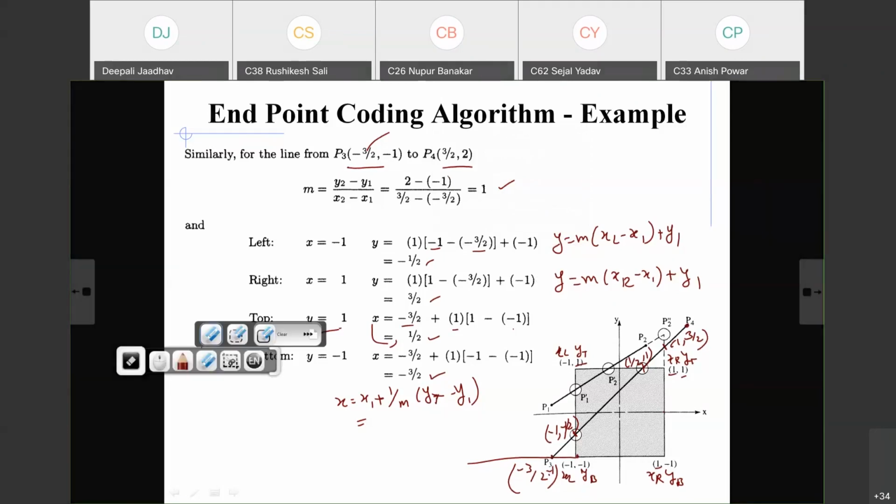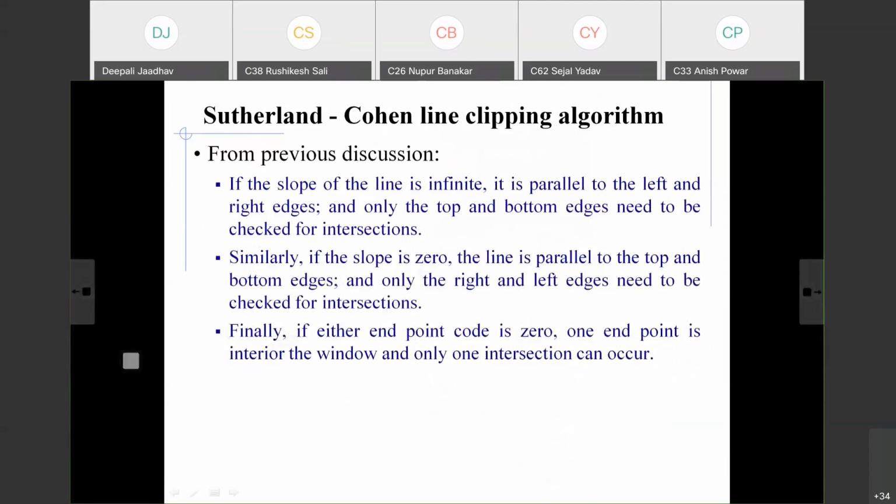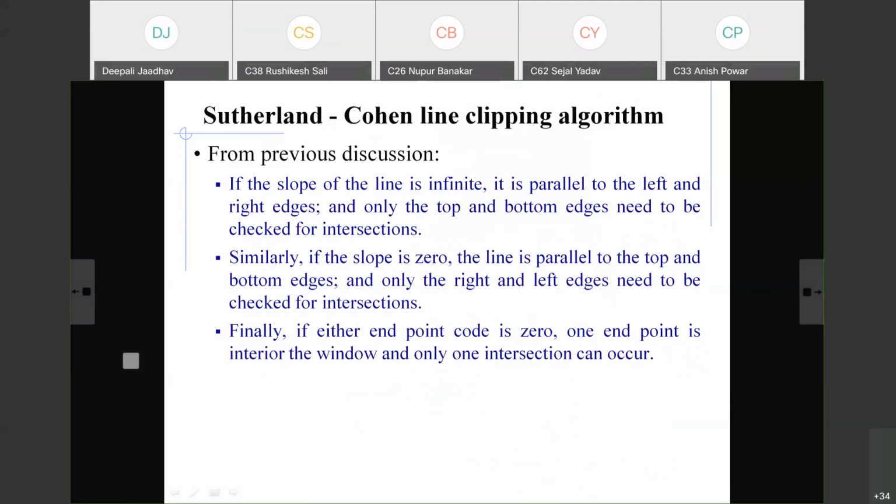Now we are going to see the Cohen-Sutherland line clipping algorithm. From the previous discussion, what we observe is that if the slope of the line is infinity, meaning m is equal to infinity, and I draw the window here, then the line is parallel to the left and right edges. If m is infinity, the slope we cannot calculate.